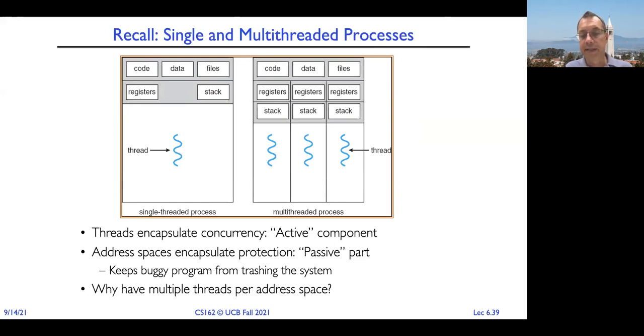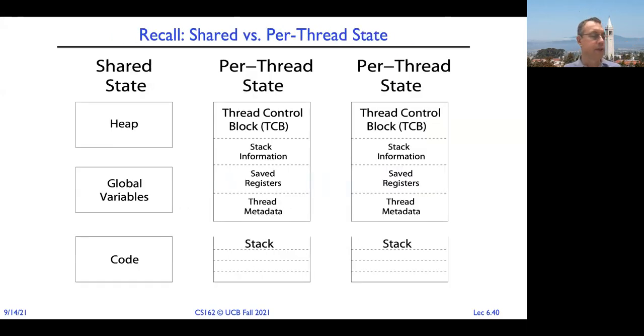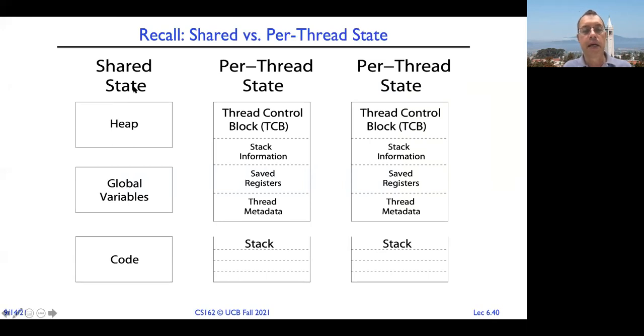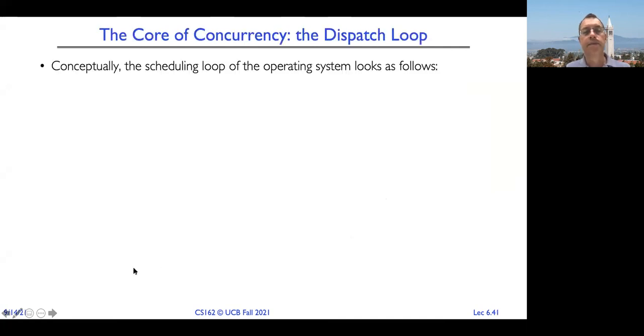Why have multiple threads per address space? We already saw an example. You can have one thread for each connection, for each client. This again shows you the shared state between the threads in the same process and the per-thread state. The thread control block has registers and stack information, and that's pretty much it. While the shared state has global variables, the heap, the memory, the code, and things like that.